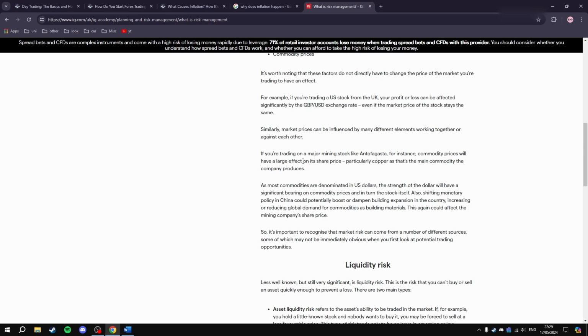Also, shifting monetary policy in China could potentially boost or dampen building expansions in the country, increasing or reducing global demand for commodities as building materials. This again could affect the mining company's share price. So it's important to recognize that market risk can come from a number of different sources, some of which may not be immediately obvious when you first look at potential trading opportunities.